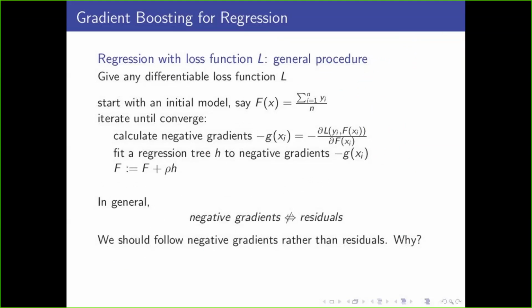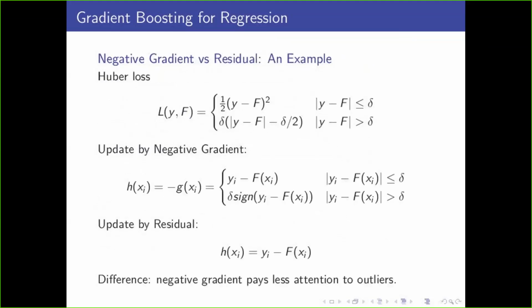Why? Because the negative gradients are more robust to the outliers than the residuals. Okay, let us see with an example. So this is the negative gradient versus the residual example.